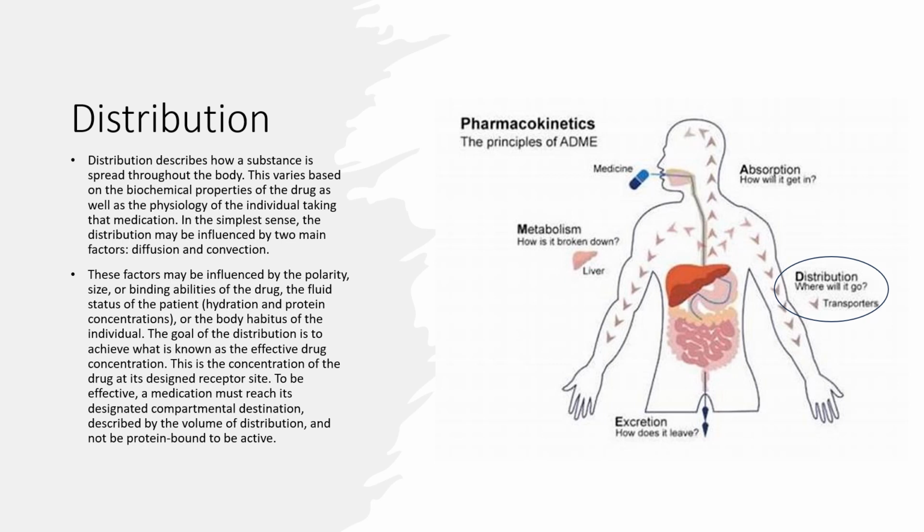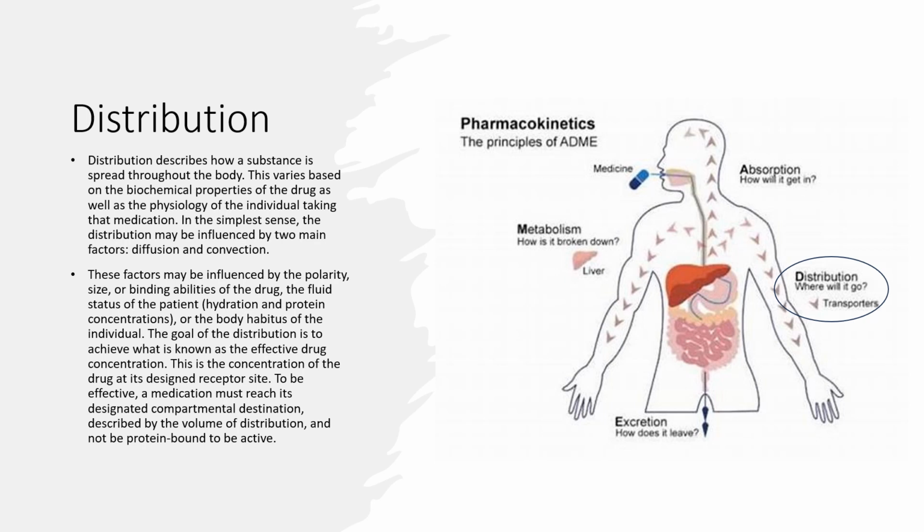So distribution describes how a substance is spread throughout the body. This varies based on the biochemical properties of the drug as well as the physiology of the individual taking that medication. In the simplest sense, the distribution may be influenced by two main factors, diffusion and convection. These factors may be influenced by the polarity, size, or binding abilities of the drug, the fluid status of the patient, for example, hydration and protein concentrations, or the body habitus of the individual.